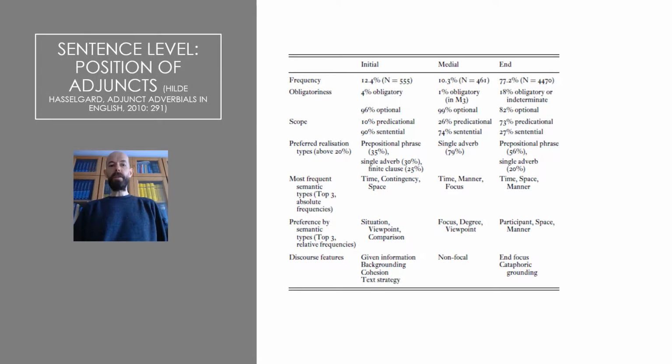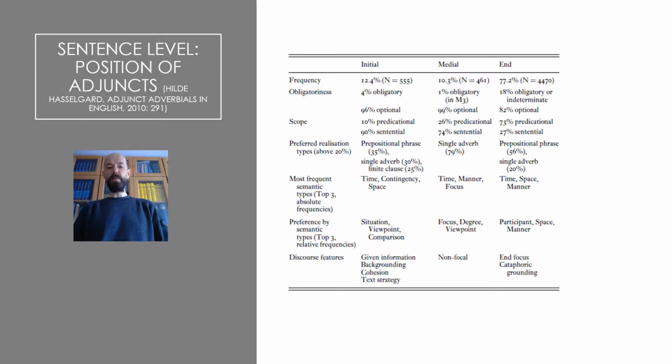We now turn to the translation of adjuncts into English, or rather the positioning of adjuncts. Where do you place them in an English sentence? And of course, there are three basic options, which are described in some detail by Hasselgaard, 2010. If you want to check that out, it's a detailed book-length treatment of adjuncts in English.